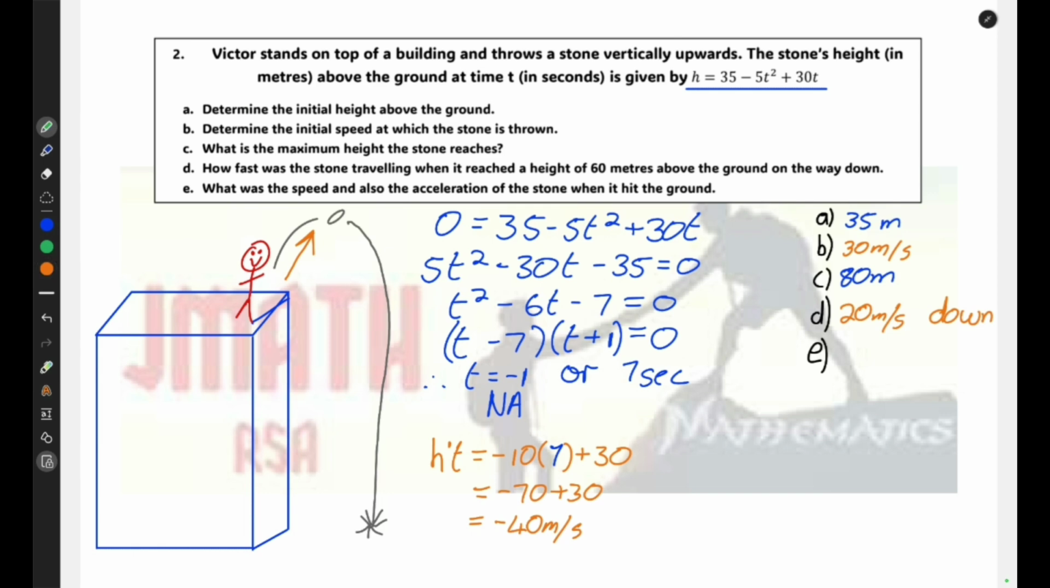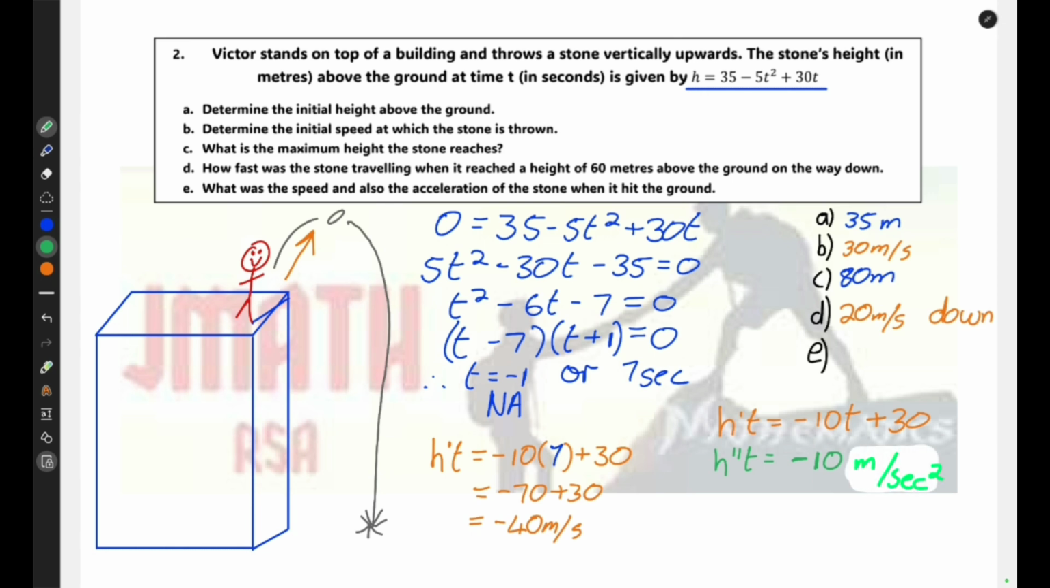Now they're asking me for the acceleration. And remember, the acceleration in the story sums with distances and speeds is always the double derivative. So just to make it easier, I'm going to write the normal derivative first, and that was minus 10t plus 30. Therefore, if I get the double derivative, I am going to ignore the 30, and the answer would just be minus 10. The t goes away. So it doesn't matter what the time is in the story. The acceleration will always be minus 10 meters per second squared.